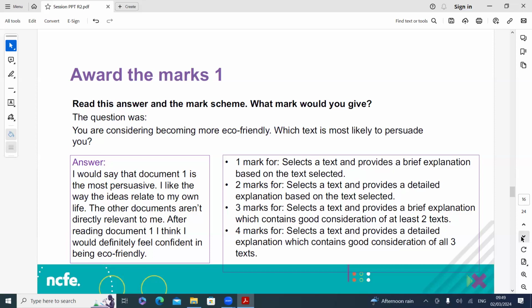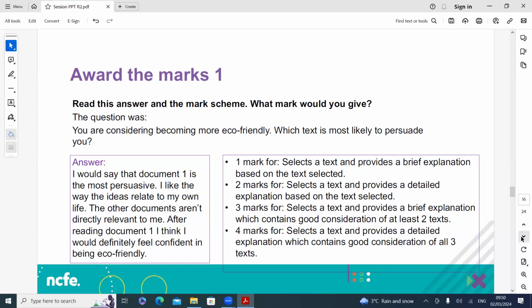So let's look at 1 mark. Does this answer select a text and provide a brief explanation based on the text selected? Okay, so has this answer selected a text? Does it mention a text or a document? Yeah, it does, doesn't it? Well done. Is there a brief explanation based on that document or text? Yeah, there is. So it definitely can have 1 mark. Let's do 2 marks.